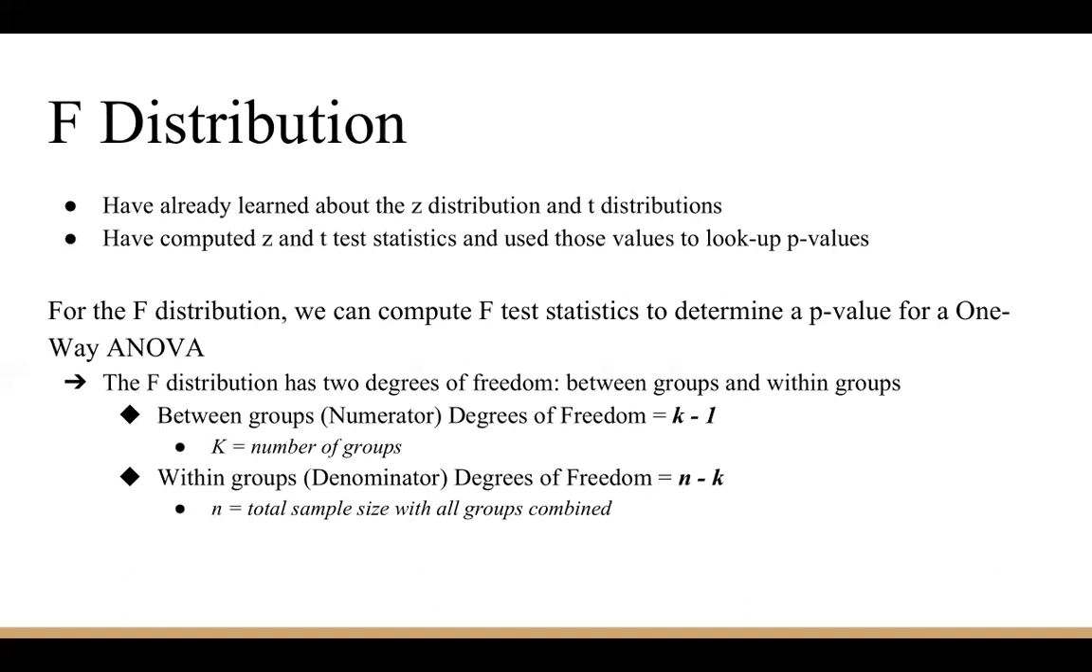The between groups is sometimes referred to on like Midterm or Stacky as the numerator degrees of freedom, and that can be calculated by k minus 1. K is just the number of groups, and then you subtract 1. And then within groups is our denominator degrees of freedom, and it's calculated by n, which is your sample size, minus k, the number of groups.